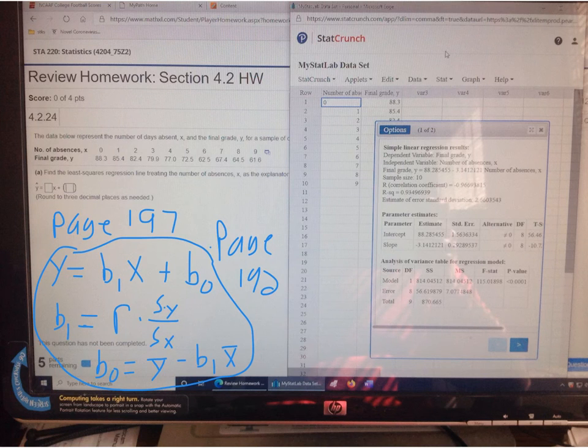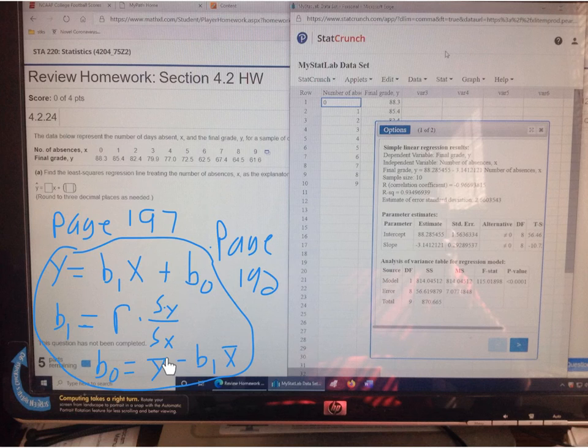Hello, I saw your question about the homework from section 4, number 7. So section 4.2, number 7, not the same numbers, but there are a couple of ways you could do this. If you go to page 192, you could do this by hand to find the least squares regression line.